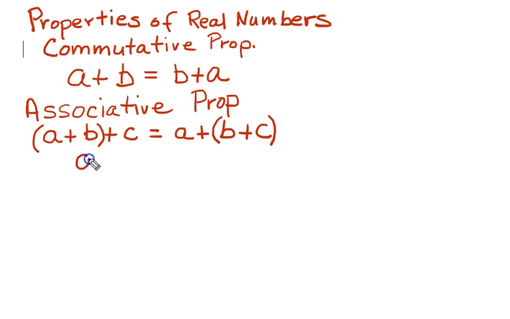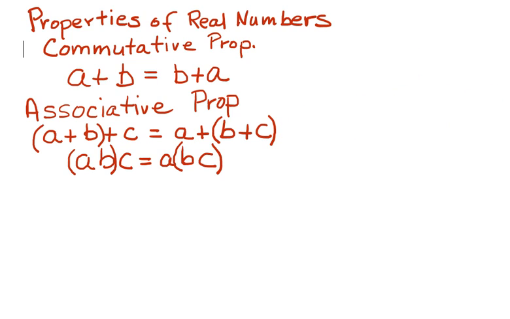Now, multiplication, it would be A times B times C equals A times B times C. And again, they're identical order. But we're saying you can multiply these two first, then multiply it by the third, or multiply the last two first, and then multiply it by the first, and the answers are the same. So this is the associative property of multiplication.